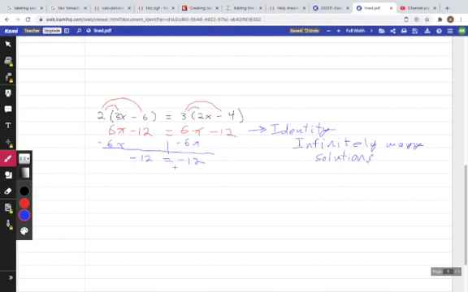And if we have negative 12 is equal to negative 12, then we have a true statement. This is true. It will always occur, which is why this is an identity.